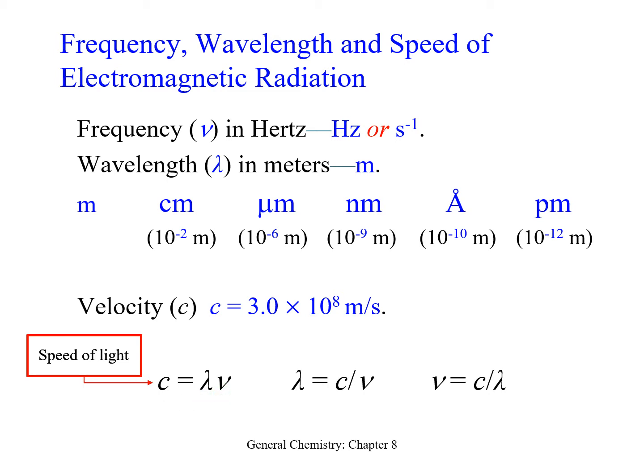And with that simple arithmetic equality, we can, of course, get relationships for lambda as the speed of light divided by nu, or we could say that nu is equal to the speed of light divided by lambda. Okay, and we're going to use these when we do some derivations coming up for various properties of electromagnetic radiation.